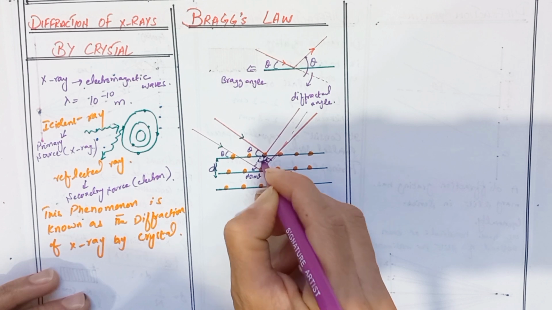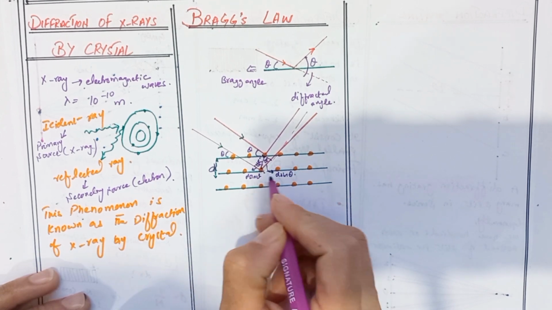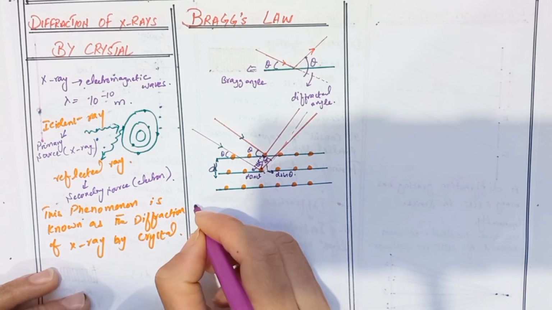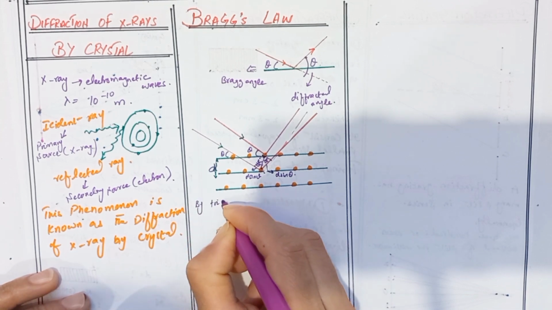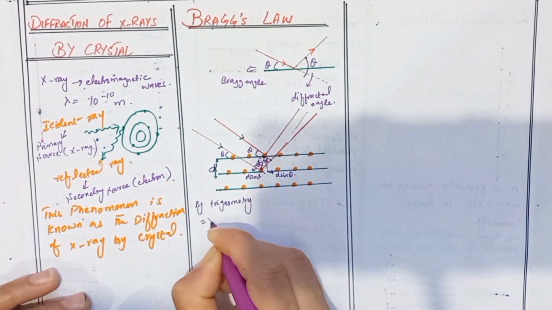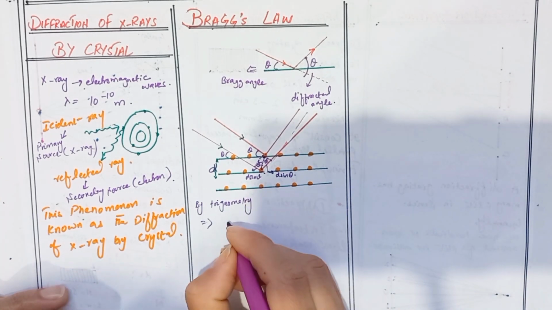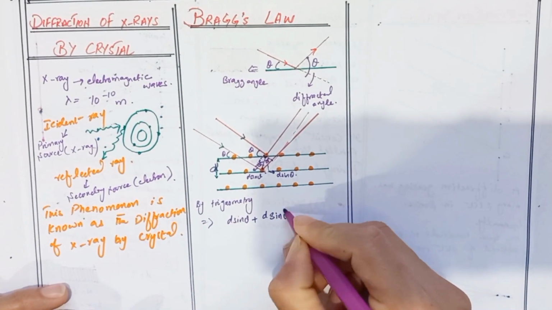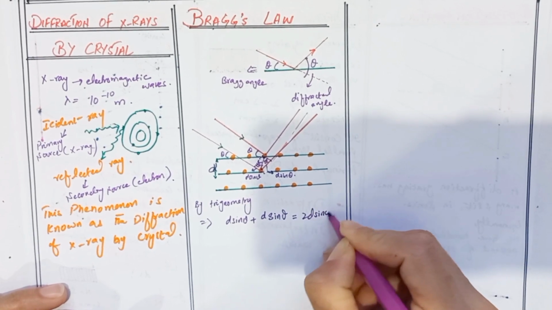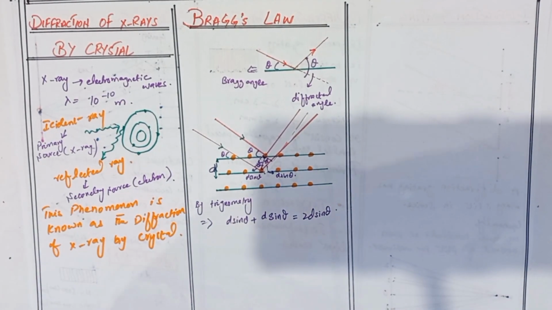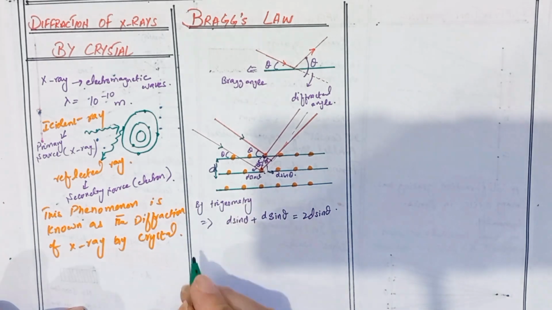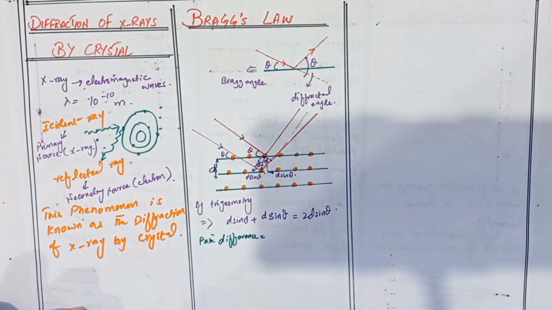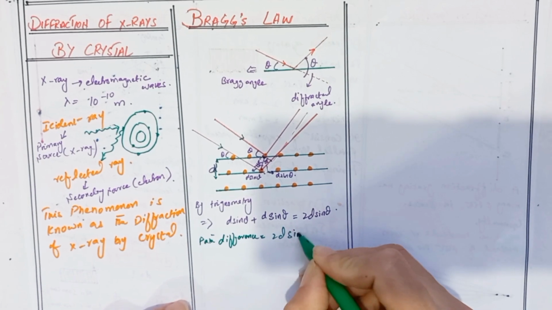If this angle is theta, by using the trigonometric function, we calculate the path difference between these two rays. It means that the lower beam covers an extra distance. By trigonometry, the total distance is d sine theta plus d sine theta, that is equal to 2d sine theta. This extra distance covered by the lower beam compared to the first beam is known as the path difference, equal to 2d sine theta.